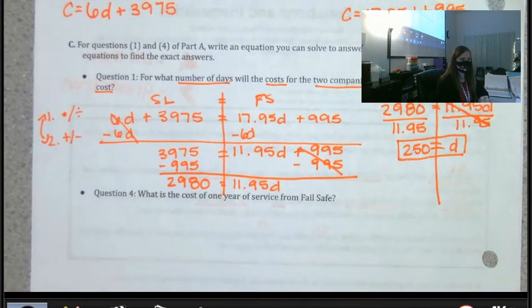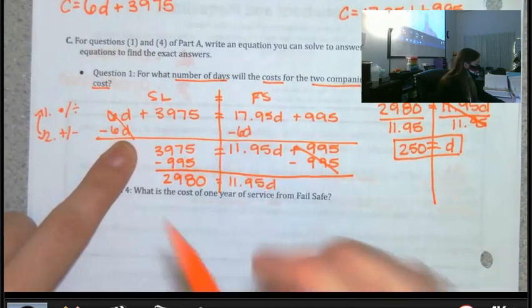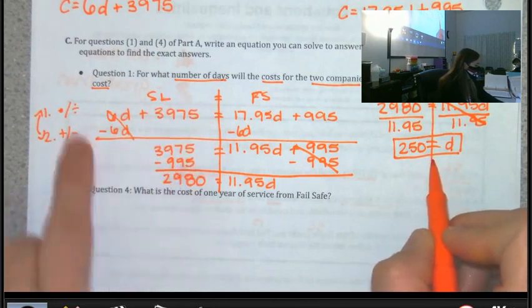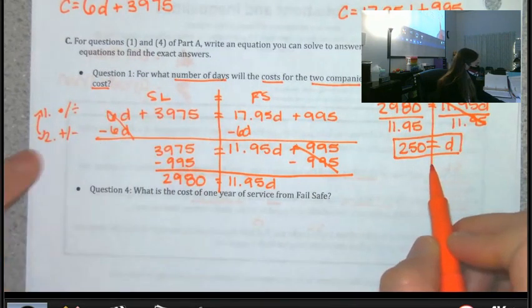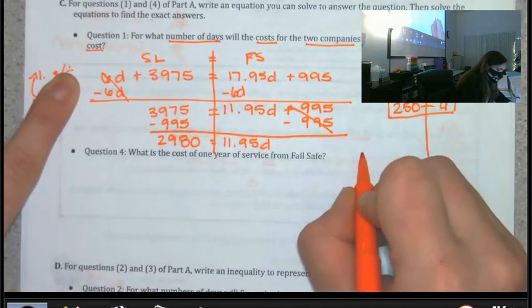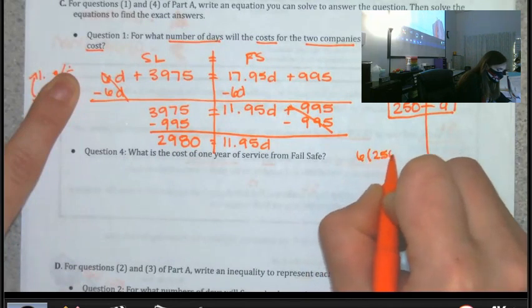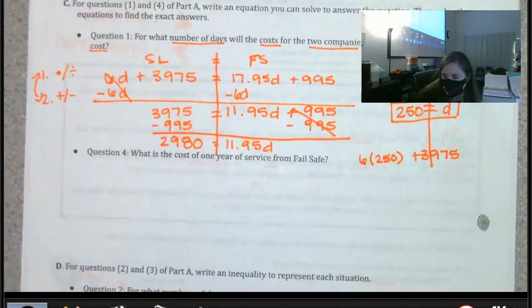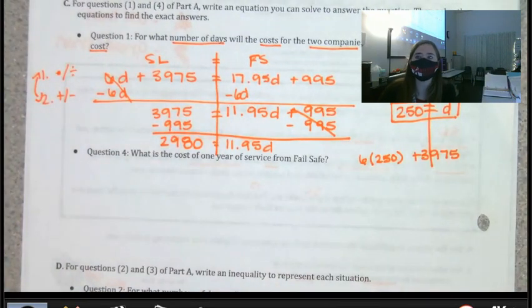So the easy way, we're going to plug this into Desmos. But if you didn't have Desmos, what's another way to find out how much it's actually going to cost? What do we need to do with this D and one of my equations to find out how much it's going to cost me after 250 days? Plug it in, right? So you guys can do 2 ways. We can do 6 times 250 plus 3,975, or, because I want you guys to get used to using this, let me open up the Desmos graphing calculator really fast.